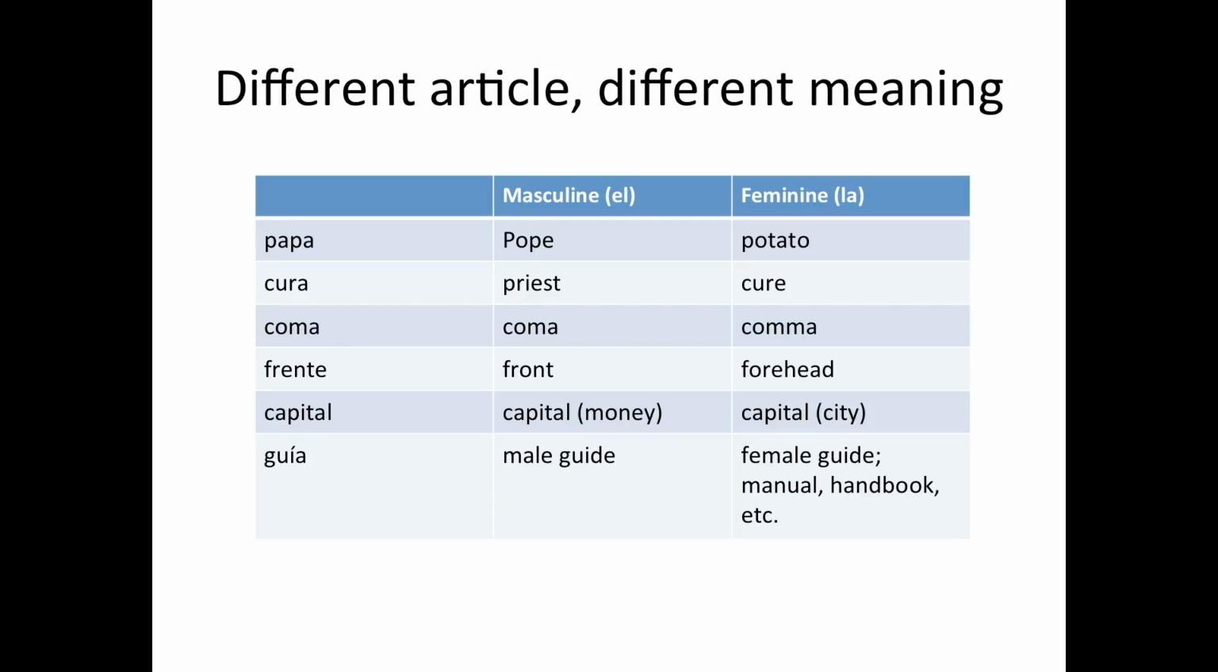Okay, next one, cura. So el cura means priest. Another word for cura you might see is sacerdote. And if cura is feminine, it means cure. Alright, so our next one, coma. El coma translates to a coma. La coma is the comma in English.